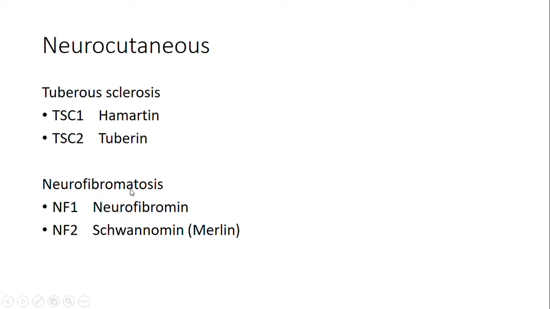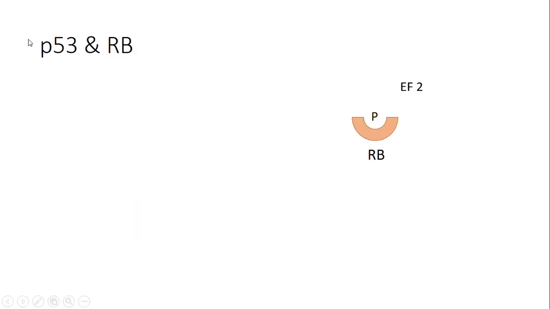Whereas in neurofibromatosis, type 1 makes neurofibromin, and type 2 makes schwannomin, since it is associated with schwannomas. Another name for schwannomin is Merlin. Let's move to P53 and retinoblastoma.